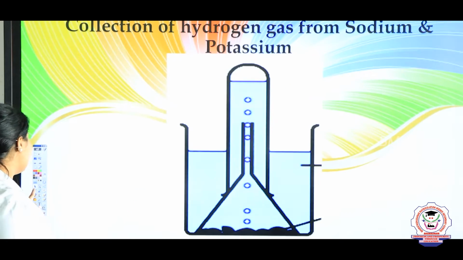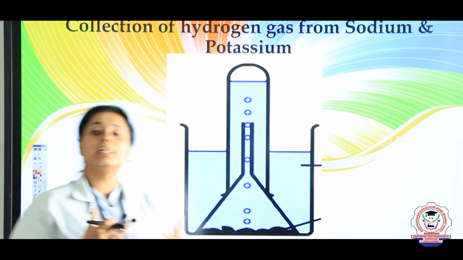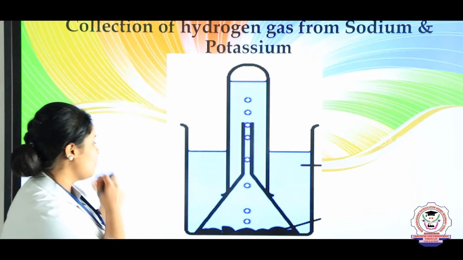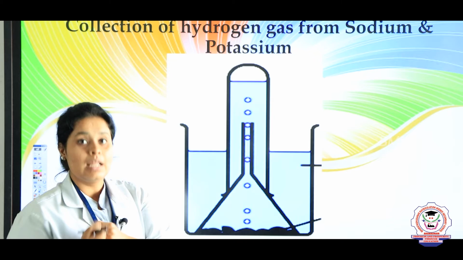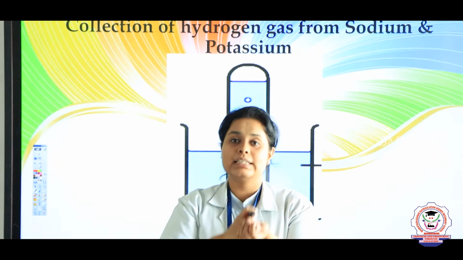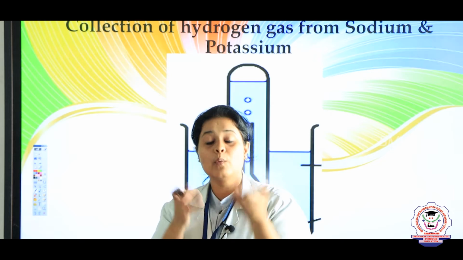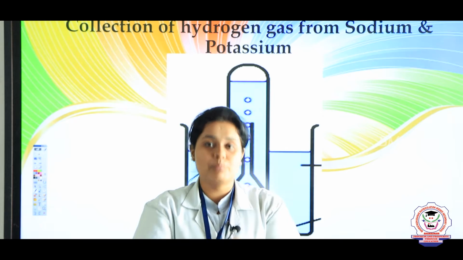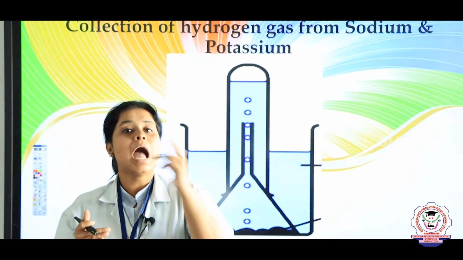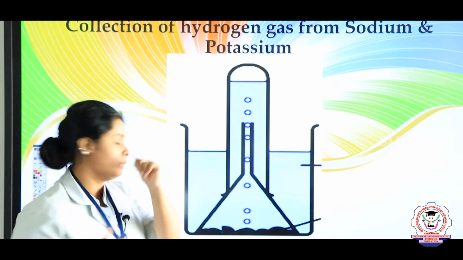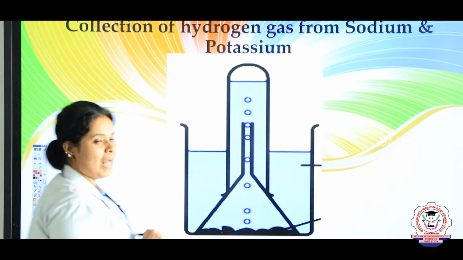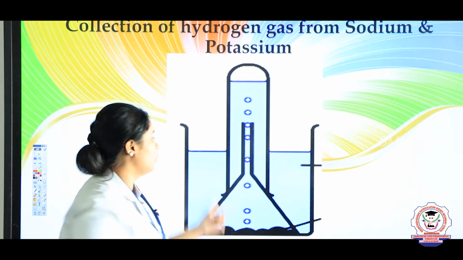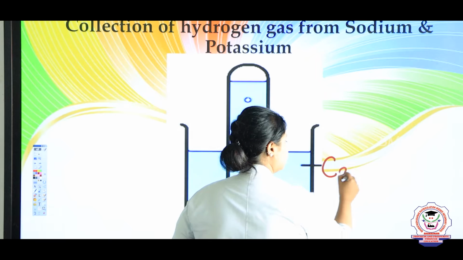Now let's see how to capture the hydrogen gas produced by the reaction of the metal and water. First you have to take the metal and add a little bit of mercury to it. For example, if you take sodium and add a little mercury, it will become sodium amalgam. When you have the sodium amalgam, take a beaker and pour cold water in it.